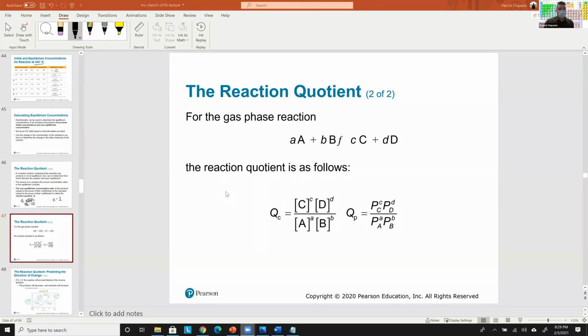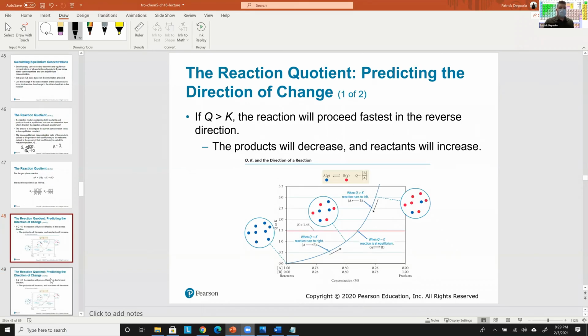If it needs to go up to reach K, that means the forward reaction is going to happen. If it needs to go down to reach K, that means the reverse reaction is going to happen. So here's how that works. If Q is greater than K, that means at Q's point in time, it's heavily towards the products. Then since K is less than Q, it's going to want to go back towards the reactants. So the products will decrease, the reactants will increase, and the reverse reaction will take place until K is reached.